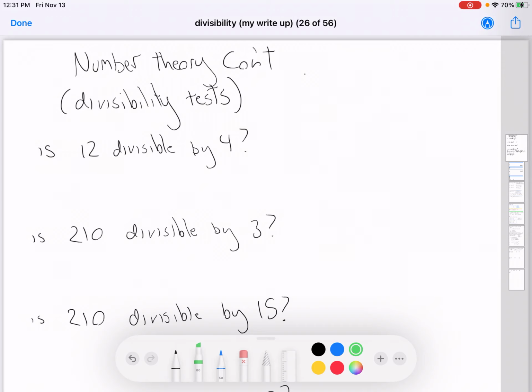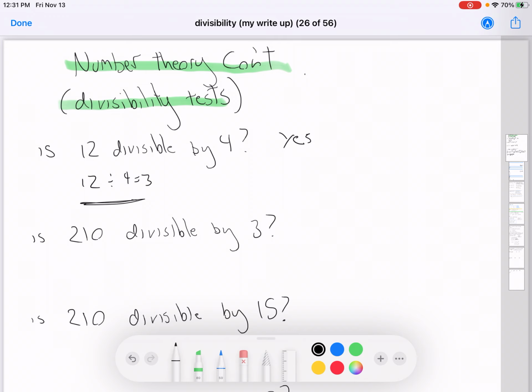We're going to talk more about number theory and divisibility. In the last video, we introduced factors and multiples and divisible. And sometimes things are really easy. Like, is 12 divisible by 4? And the answer is yes, because we know that 12 divided by 4 equals 3. All right, this one we could do because we already knew the answer.